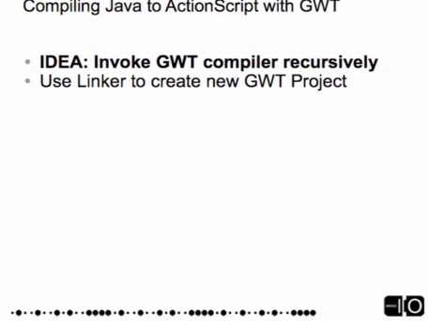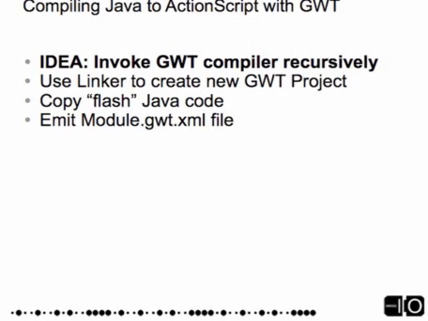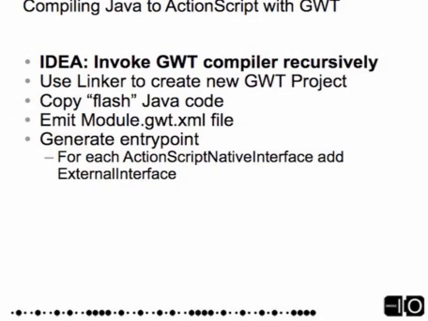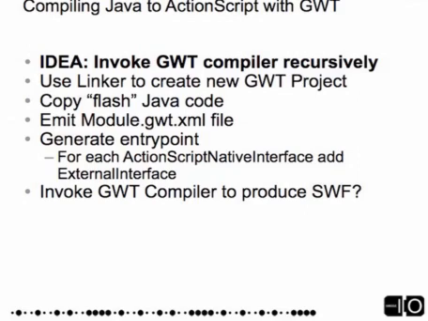So the linker actually will create a directory and copy all of the things that are in the Flash package into that directory. And then it's going to emit a new module.gwt.xml file that's specifically for that source code that's in that directory. It's going to generate a module entry point. For each ActionScript native interface in this entry point, it's going to add a call to the external interface method to export those methods that you implemented in Flash. Then it's going to invoke the GWT compiler somehow to produce an SWF.